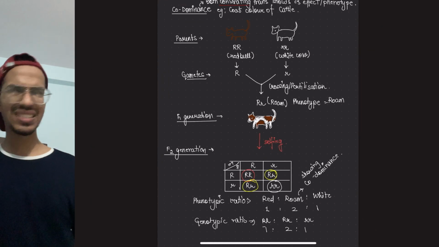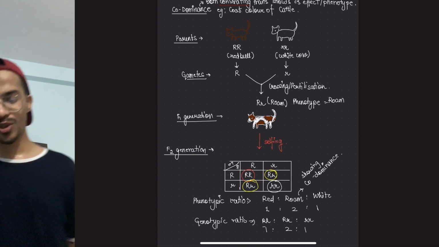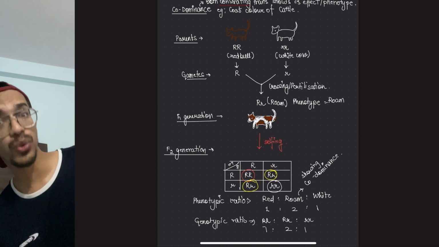So you're like, sir, it's not stopping yet. No, it's not stopping yet. We're going to be studying more about it. Now the next topic is multiple allelism.